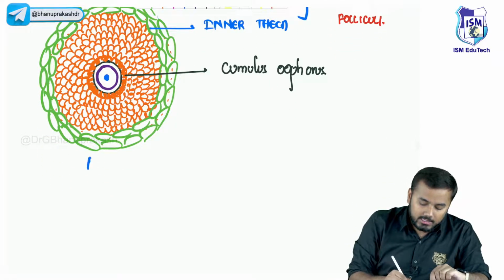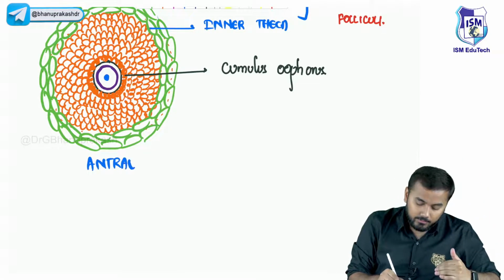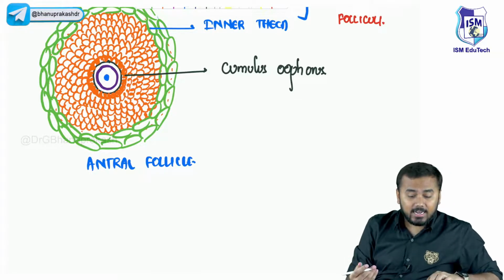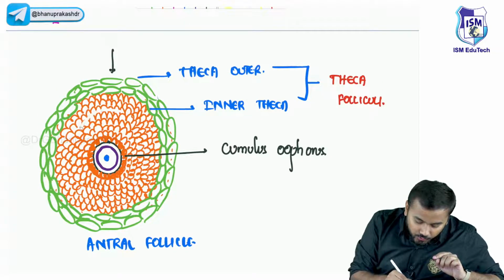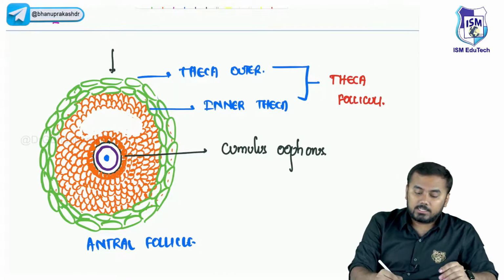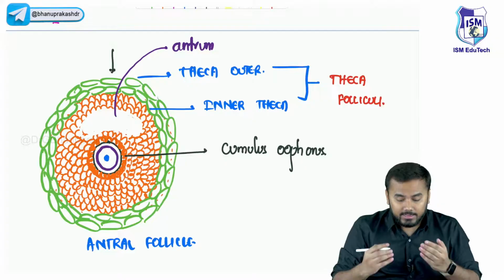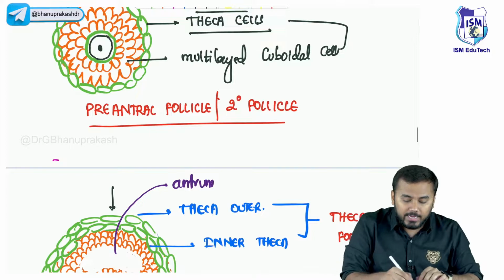Now what do you call this stage? This stage is called antral follicle, because the earlier one was pre-antral follicle. So what is this antra? Antra means cavity. If you see here clearly, slowly a cavity is formed here, in between the cuboidal cells. This cavity is called antrum or antral cavity. That is why you call this phase antral follicle. Whatever comes before this is called pre-antral.